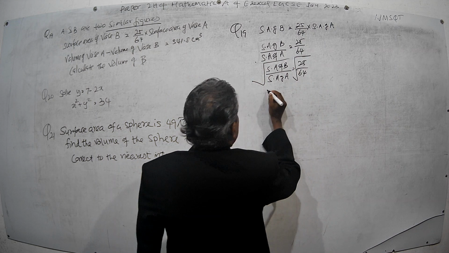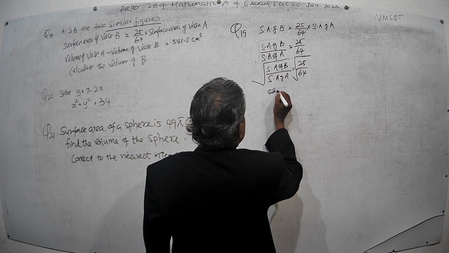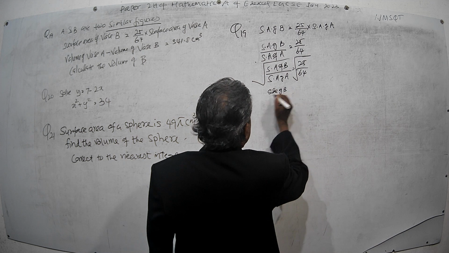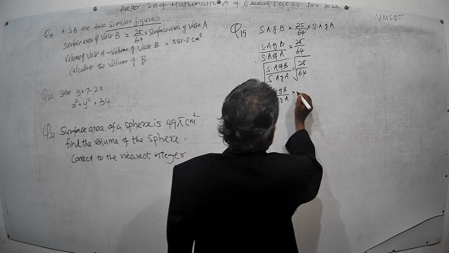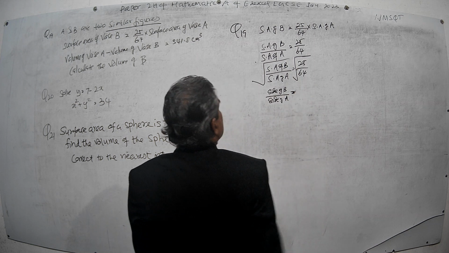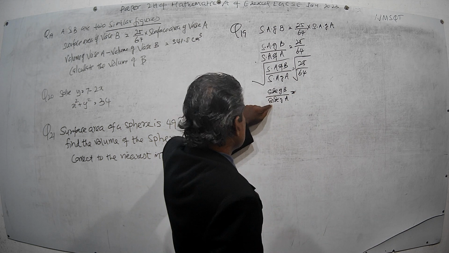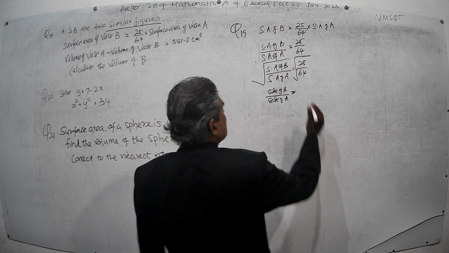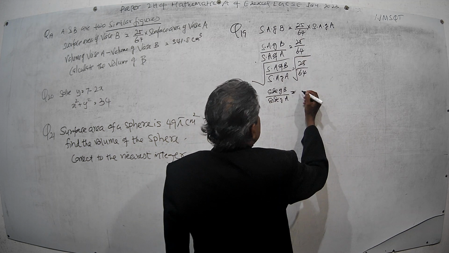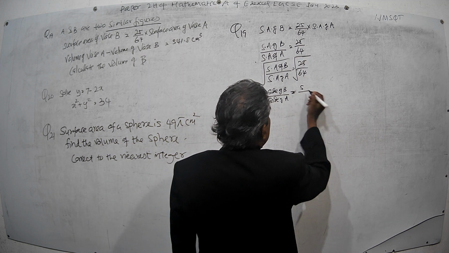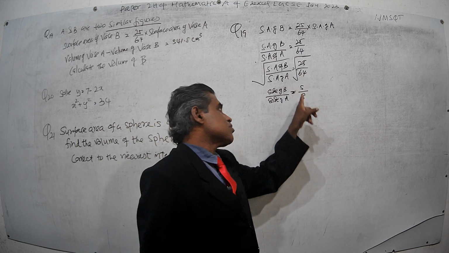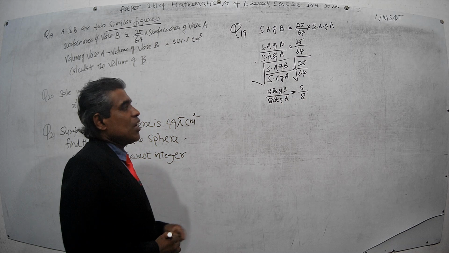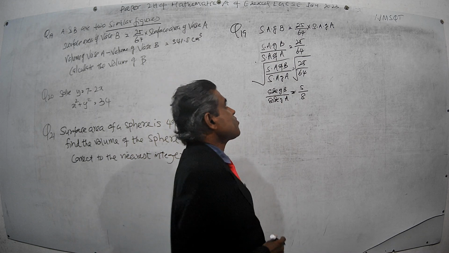Then side of B over side of A, corresponding sides of A and B. This is the side of B and this is the corresponding side of A. Square root of this, then how much? 5 over 8. Square root of 25 is 5. Square root of 64 is 8. Now this is the ratio between sides.